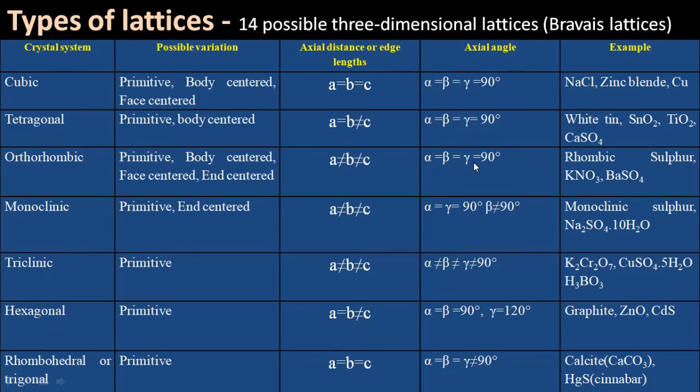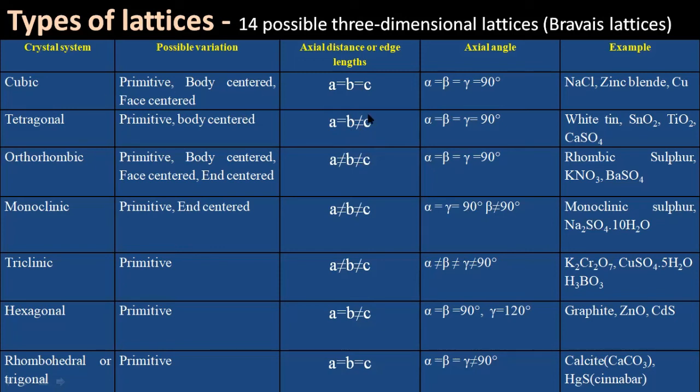Alpha, beta, gamma equal to 90 degrees. Whereas here, you just slightly change. That is, A will be equal to B equal to C. And then here, A will be equal to B. Change this, but not equal to C. And here, the other one, A will not be equal to B, will not be equal to C.